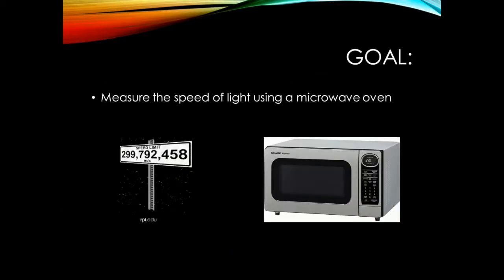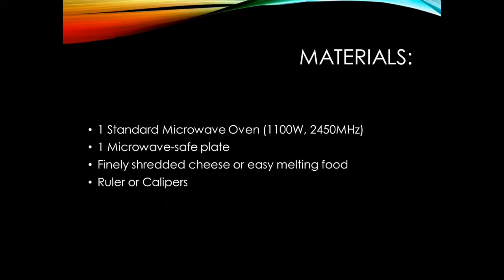The goal of this activity is to measure the speed of light using a microwave oven. Before you begin, make sure you have the following materials. One standard microwave oven. These can range in power from 700 to 1100 watts, but it's important to make sure that your microwave oven has a frequency of 2450 megahertz. You'll also need one microwave-safe plate, finely shredded cheese or another easy melting food, and a ruler or calipers.